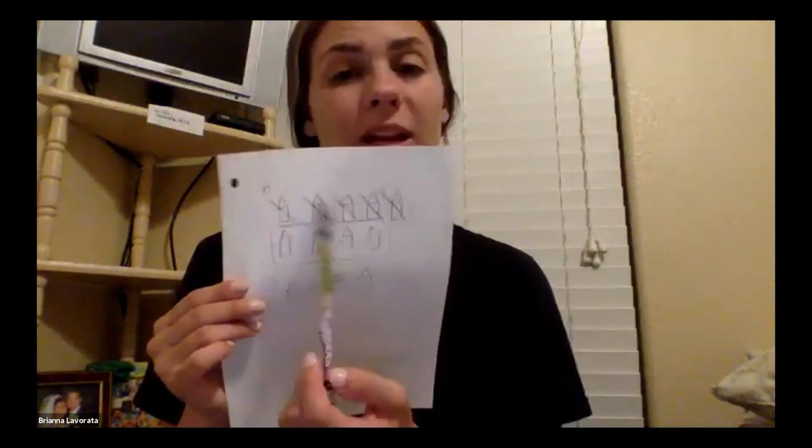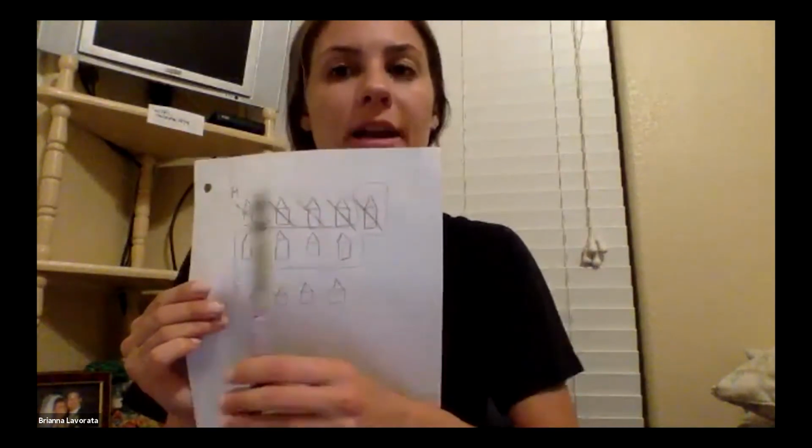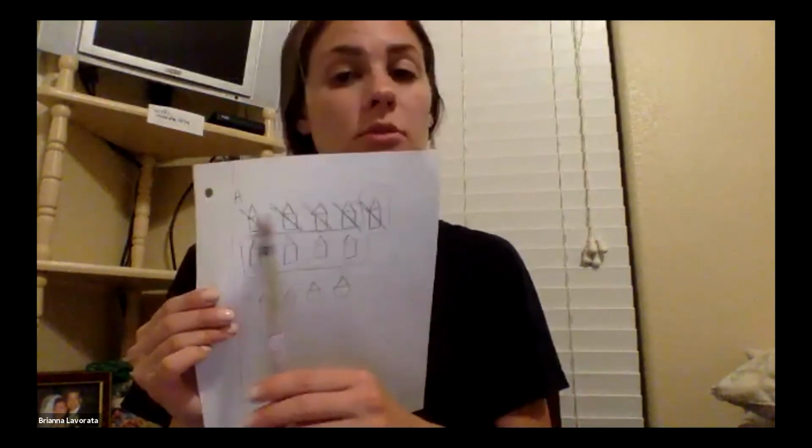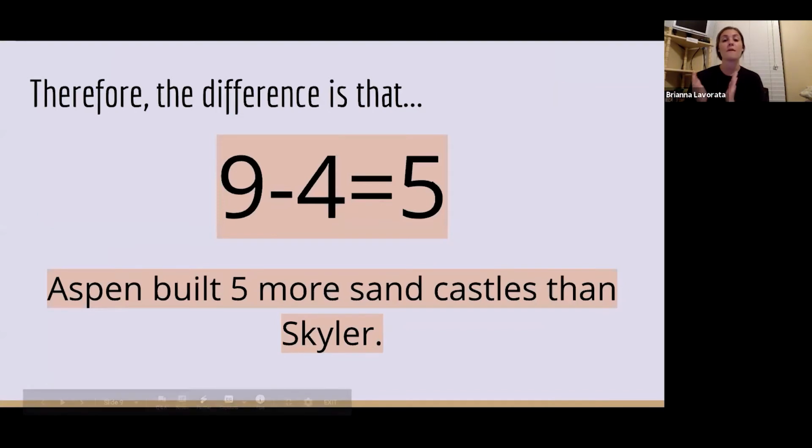Because we want to know how many more does Aspen have. Okay, we're not going to worry about Skylar's anymore. We got rid of her sandcastles. We want to know how many more did Aspen build? Well, cross out 4, and now there's 5 left. So therefore, that means that 9 sandcastles take away 4 sandcastles equals 5 sandcastles more. Aspen built 5 more sandcastles than Skylar.